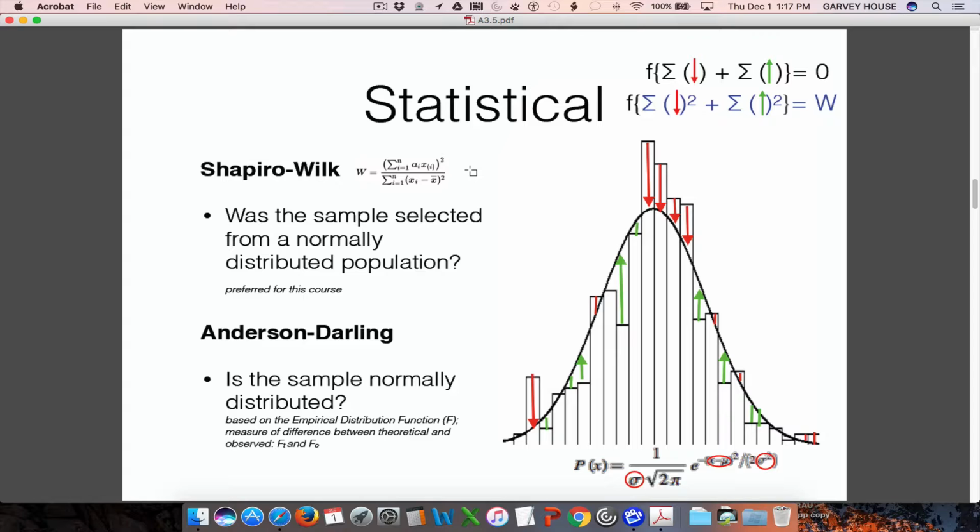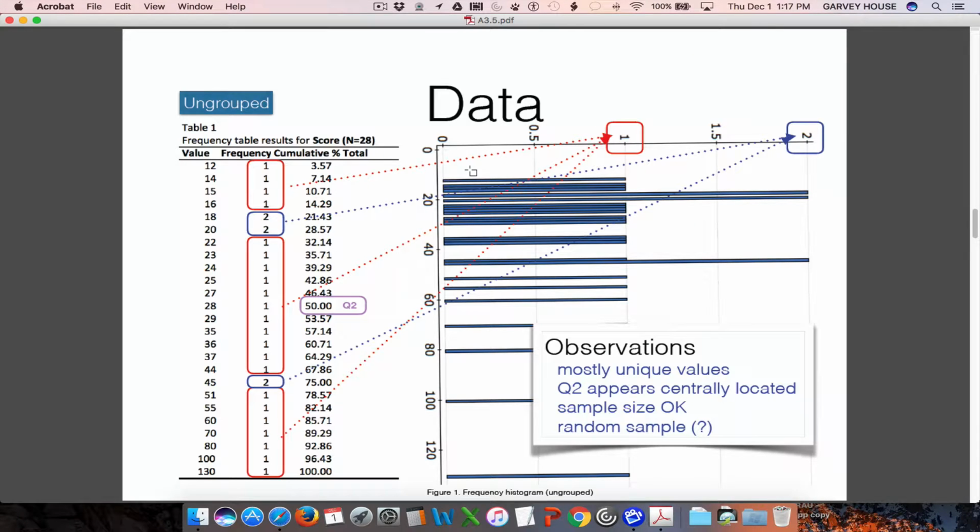I will say that the shape of the population isn't really all that important. I think we're sometimes a little more concerned with the shape of the sample, but there are too many other components of the Anderson-Darling assessment of normality that go beyond the expectations of this course. So let's just keep it simple and use the Shapiro-Wilk, and I'll tell you how to interpret those outcomes in just a moment here. So let's take a look at the data.